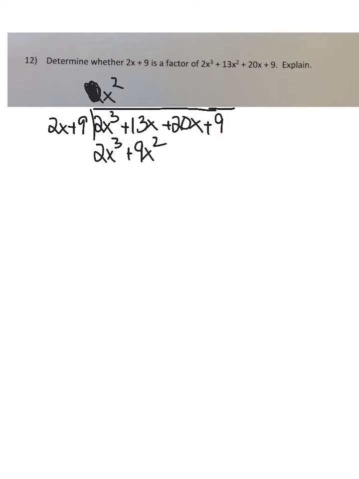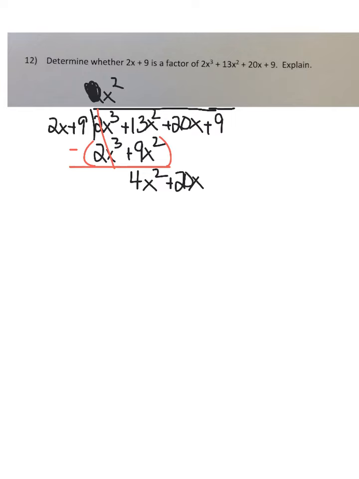All right, now remember that I am subtracting, so this is going to get subtracted, which means these guys will cancel out. And then when I do 13x squared minus 9x squared, I am going to get 4x squared. And then I'm going to bring down the next term. Alrighty?